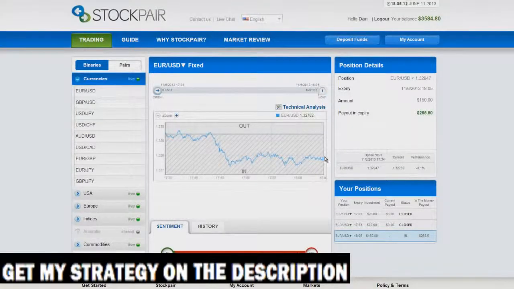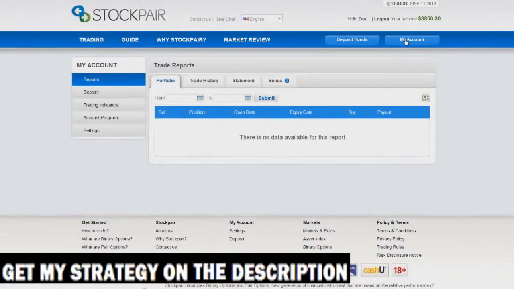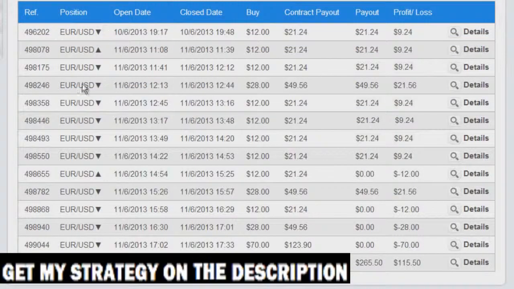Welcome back. Okay, that trade we submitted earlier in step 4 is now going to expire, and there you go. The payout is $265.50 for this trade. I'm going to check my trade history again. I'm going to click on my account. I'm going to click on trade history. And again, here is a list of all of my trades that have been submitted. This shows all the information that we need to know.